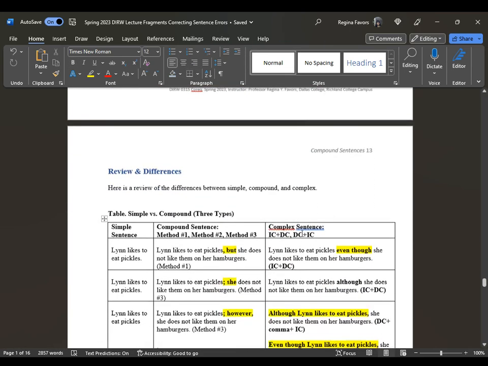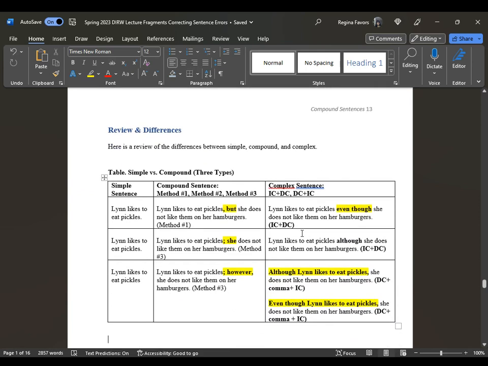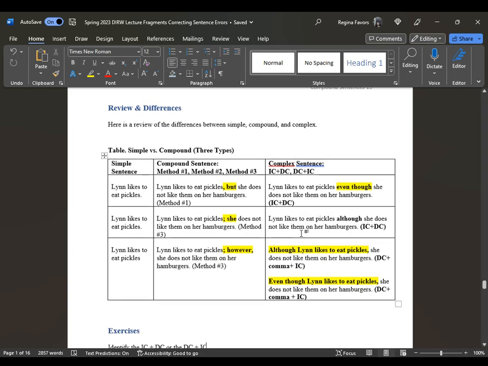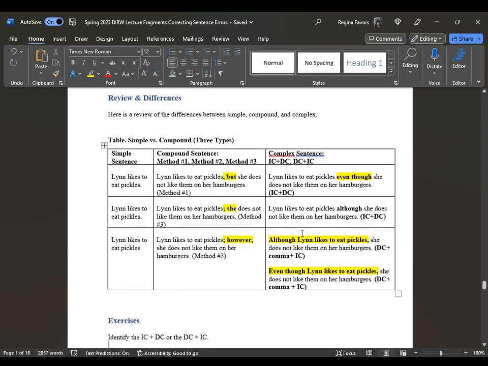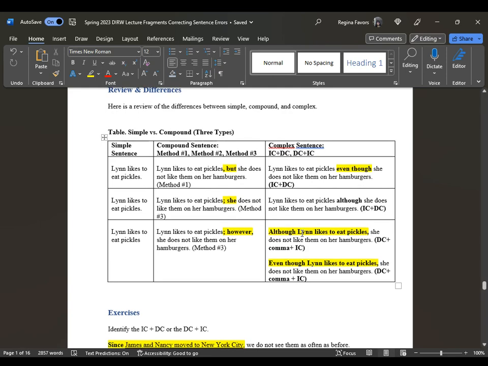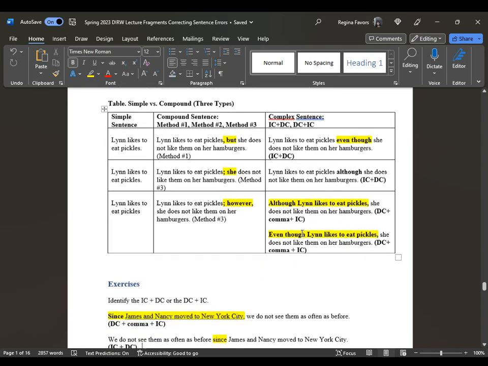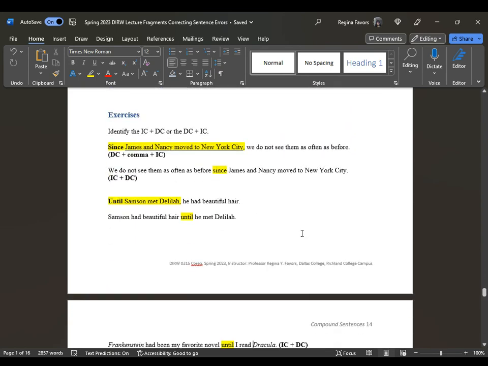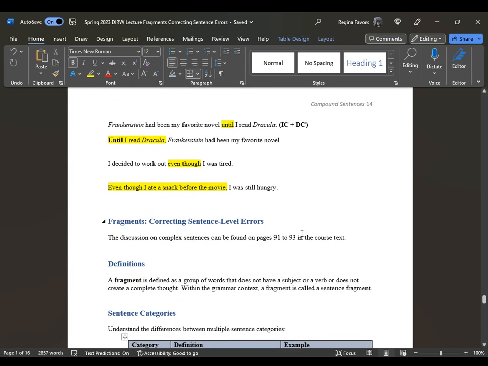And then reviewing the differences, simple sentence, Lynn likes to eat pickles, compound sentence, adding one of the methods, and then your complex sentence, knowing what type of dependent word you're going to use and then where you want to place it. So if it's within the middle, if it's within the sentence, of course, no comma before or after. If you're using it to introduce, then it's a comma after the full dependent clause. So we had examples, right, of where we would place a sample dependent word. Okay. And then now we are at fragments.